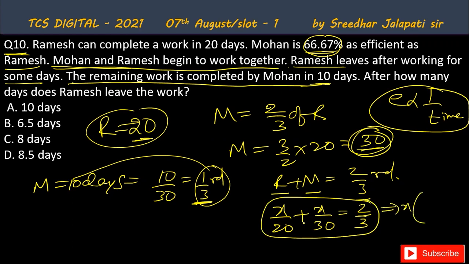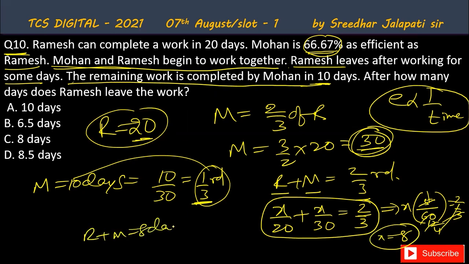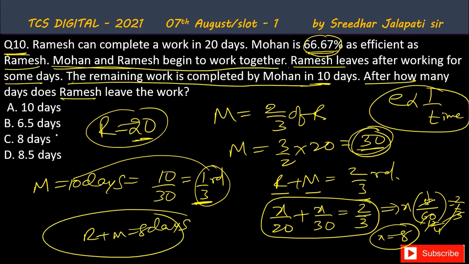So from this, on the left hand side, I'm taking X common. LCM of 20 and 30 is 60. This is 3 plus 2, 5 by 60 is equal to 2 by 3. So if I simplify, 5 ones are 5, 12 twelves, 3 ones are 3, 3 fours, on cross multiplication, we get X is equal to 8. That means Ramesh and Mohan together worked for 8 days and then Ramesh left. So the question is after how many days Ramesh left? That is after 8 days. So answer option C.